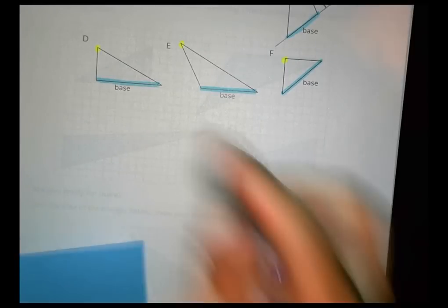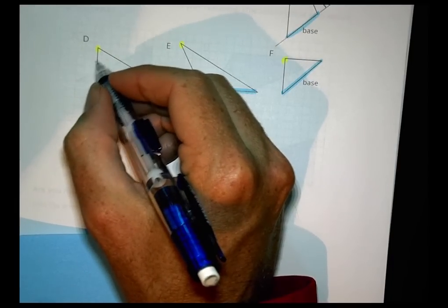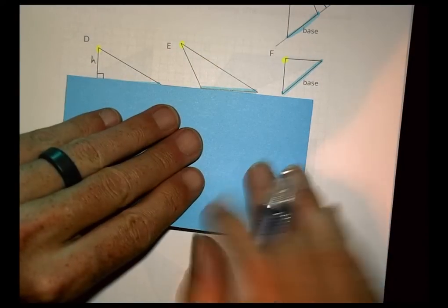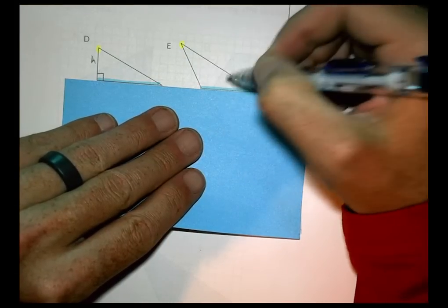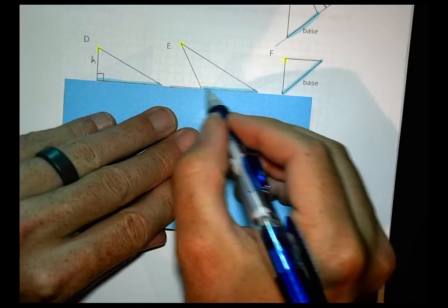On this next one, we actually have a right triangle, so I can simply use the one that's right here and call this my height. No problem. For E, again, we can see this is the angle I want, but I can't get a 90 degree going toward the base or straight at it. So let me extend my baseline here.